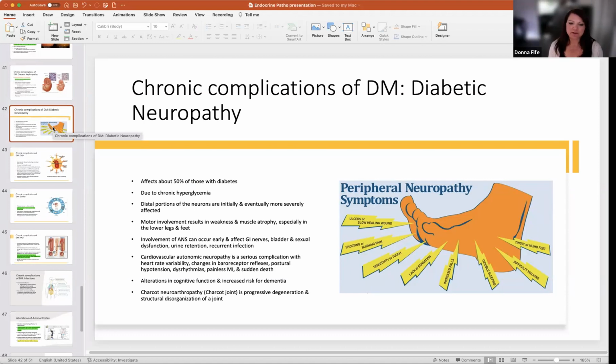Alterations in cognitive function, and there's an increased risk for dementia. Charcot neuroarthropathy or Charcot joint is a progressive degeneration and structural disorganization of a joint. And here's just listing different symptoms or issues that can occur due to peripheral neuropathy.